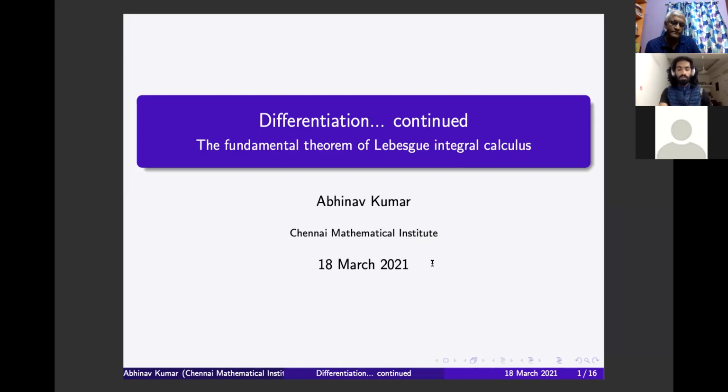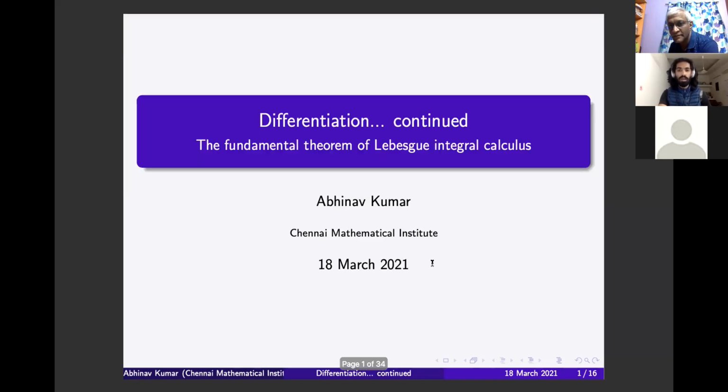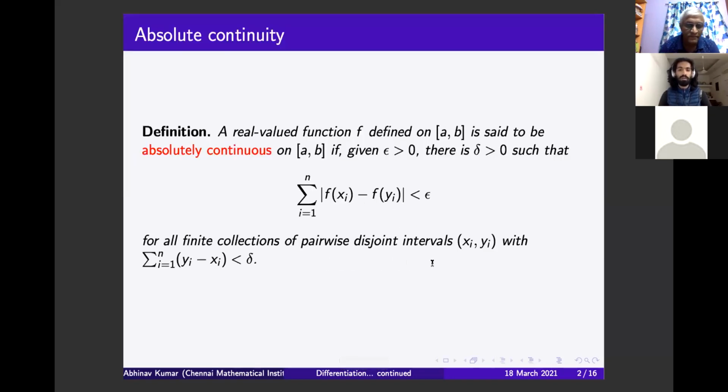Yeah. Okay. So a large part of what Richik and Shreyam, what basically this whole topic of differentiation was leading towards, is the fundamental theorem of calculus. So we start with a definition of absolute continuity.